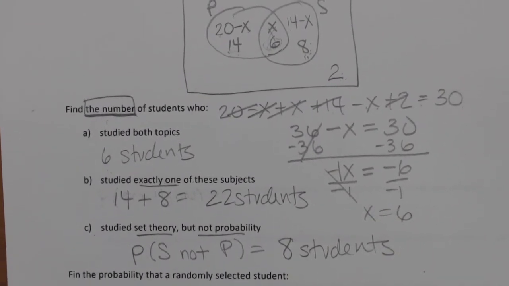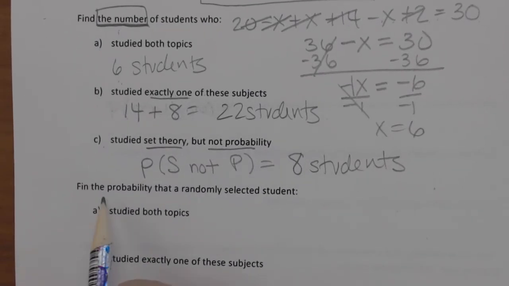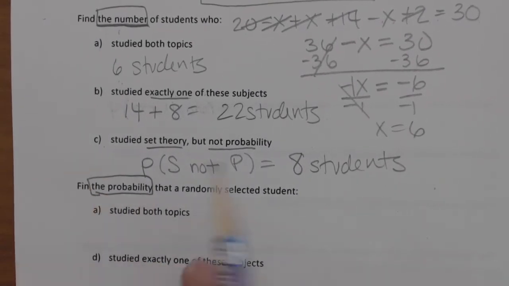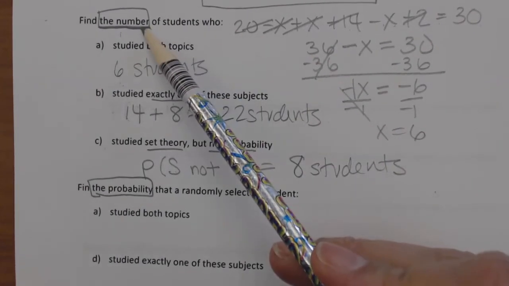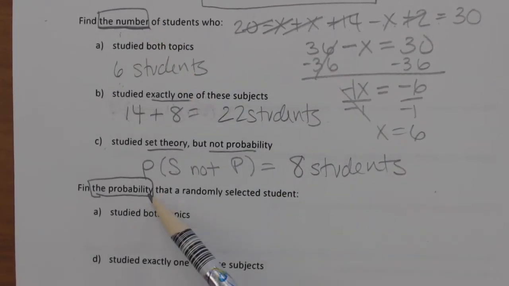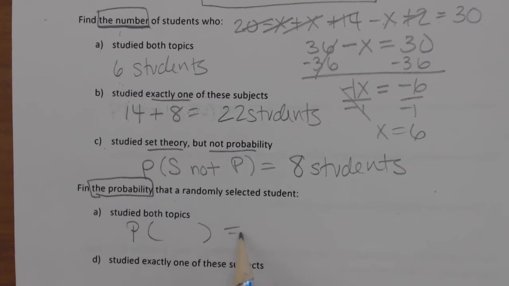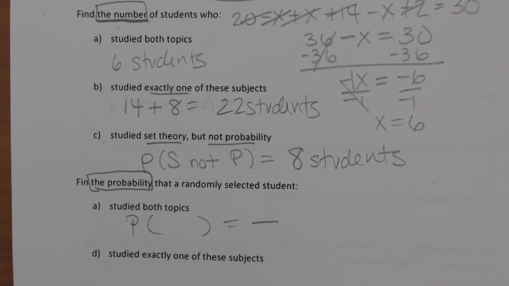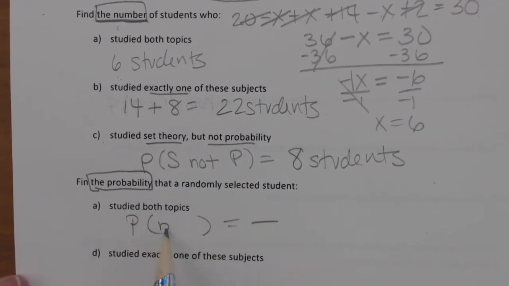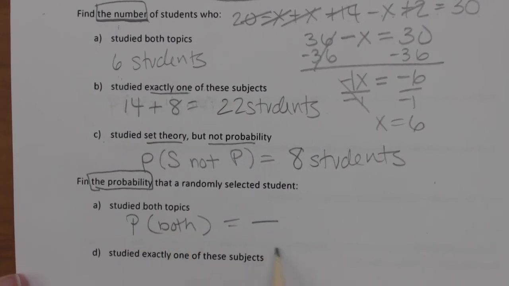Okay. Next, let's look at the set of directions. Find the probability. So C, please realize we're switching between finding a number of students and finding the probability that a student randomly selected will be doing these things. So please be careful what the question is asking. So now that we're setting up probabilities, we're going to be setting up fractions. So probability, both topics. Remember probability, the bottom number is the total number of students here. This is not conditional, so 30.